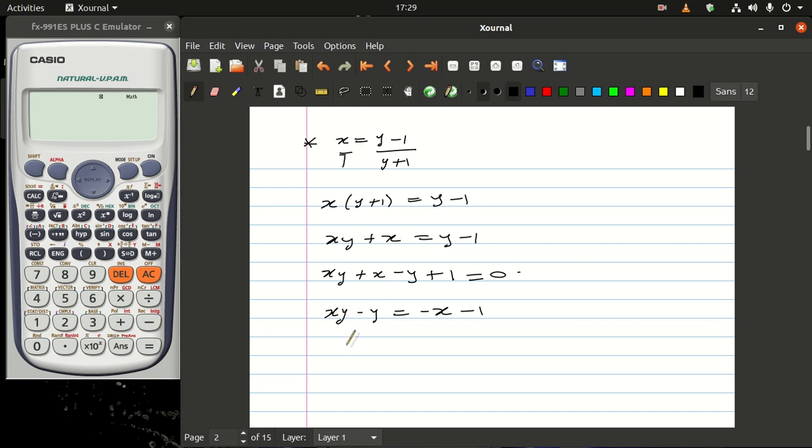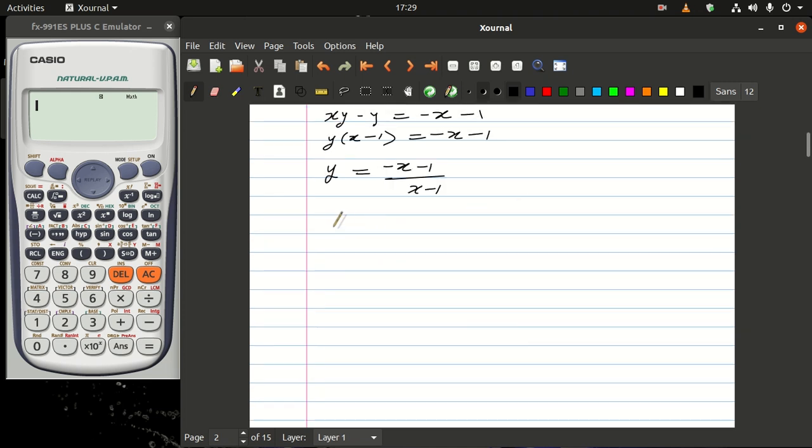And then I factorize here because the common factor is y, and then I have y times (x minus 1) is equal to minus x minus 1. And then I have my y is equal to minus x minus 1 all over x minus 1. Now, if you look into this function here, this function here is the inverse of f, which is minus x minus 1 all over x minus 1.